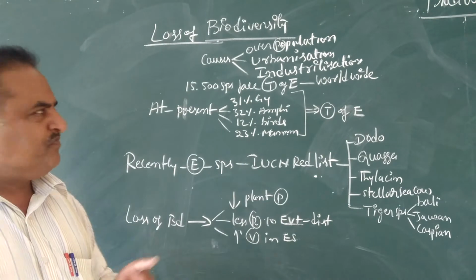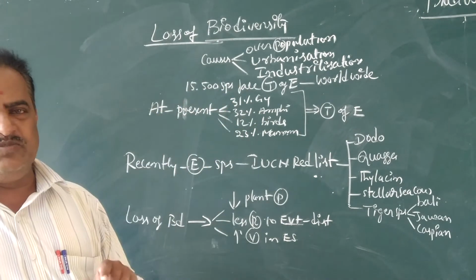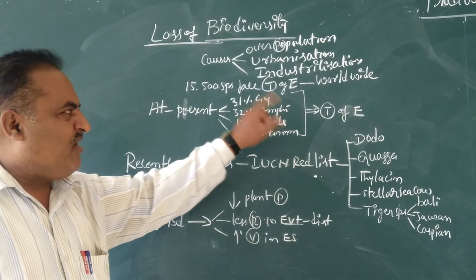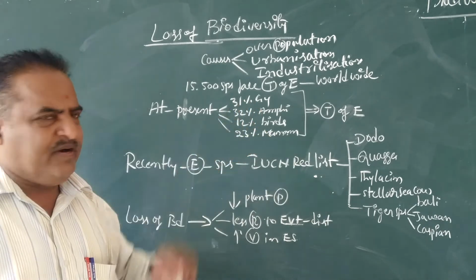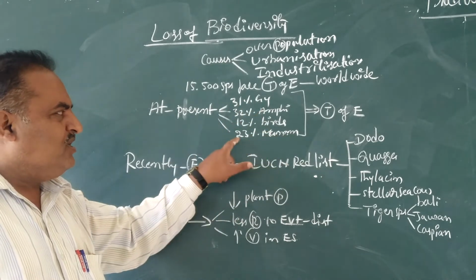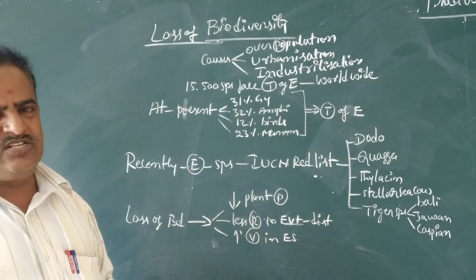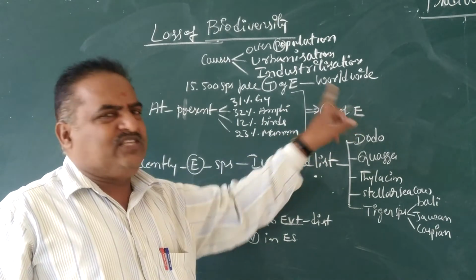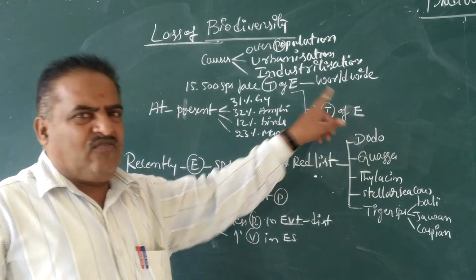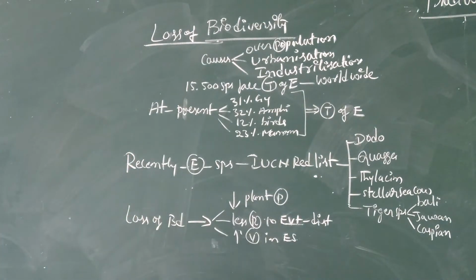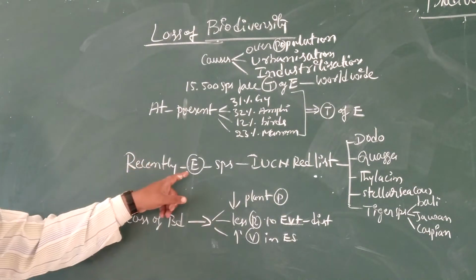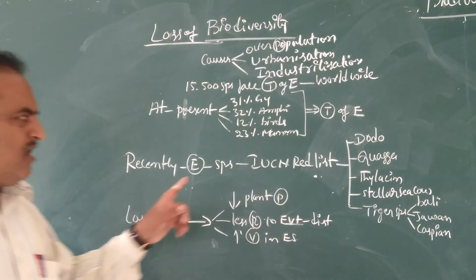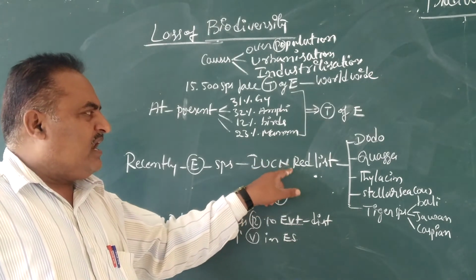31% of gymnosperms, 32% of amphibians, 12% of birds, and 23% of mammals are under threat of extinction at present. Recently extinct species according to the IUCN Red List.